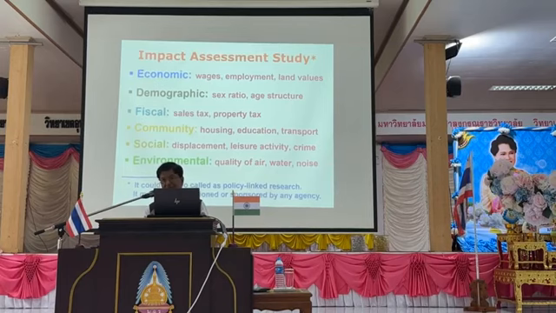Then social. The Buddha was a social thinker also, and there are so many theories propounded by the Buddha, and he has given so many suttas for the development of harmony in society. So this impact is related with displacement, leisure activity, and crime. Then environment: how man, nature, and environment are causally connected with each other. Man is dependent on nature, nature is dependent on environment. So what is the impact on nature, man, and environment, and we have to take into consideration the quality of air, water, noise, etc.